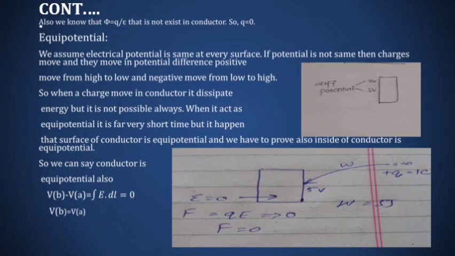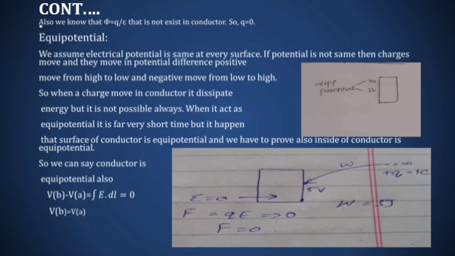So in this slide, as we know that flux is equal to charge over epsilon, that does not exist in a conductor because we are considering charge equal to 0. Equipotential. What is the concept of equipotential in conductors?